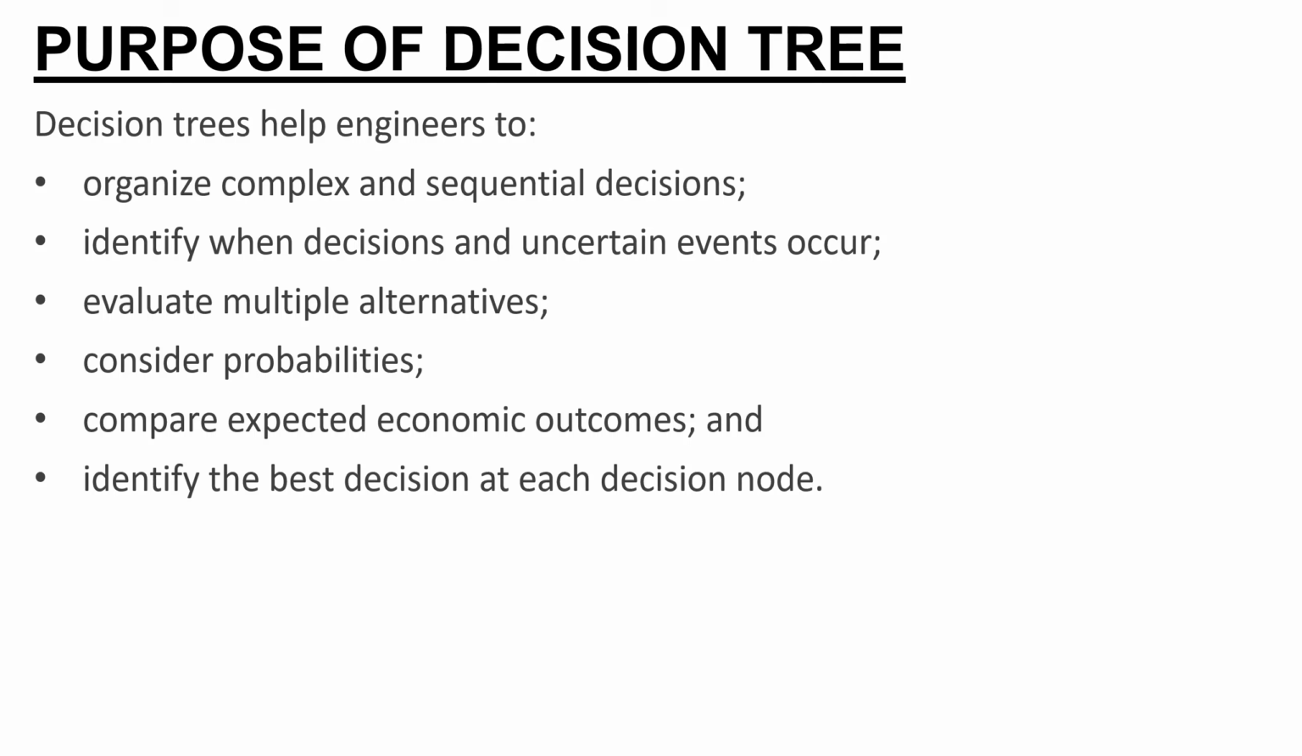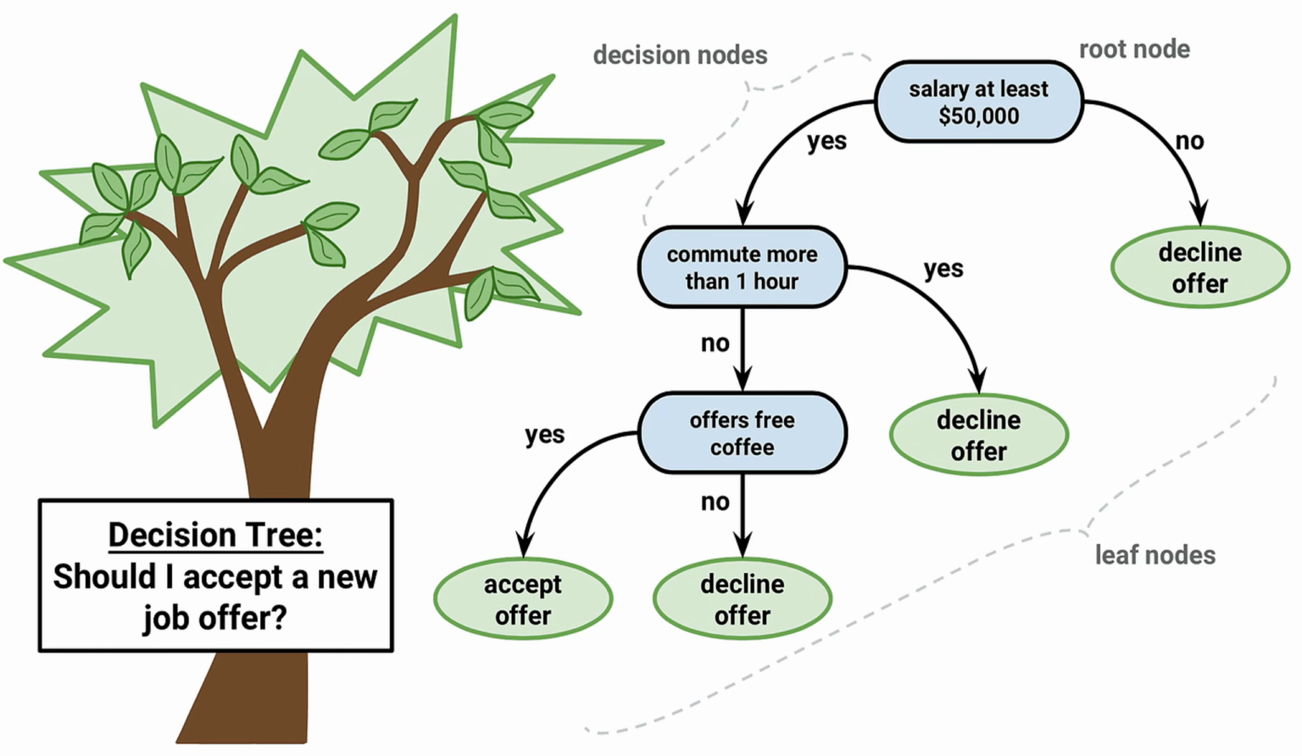So let's have a simple decision tree first. This is not yet related to civil engineering, but this is an example of a decision tree. The decision tree is a sequence of decisions that you're going to make. For example, this is a decision tree showing if you're going to accept a new job or not. At first, if the salary is at least $50,000, then you accept. If not, you reject, you decline the offer. This is a decision tree.